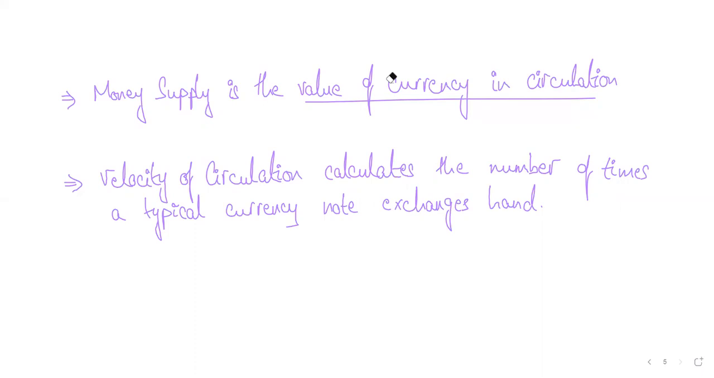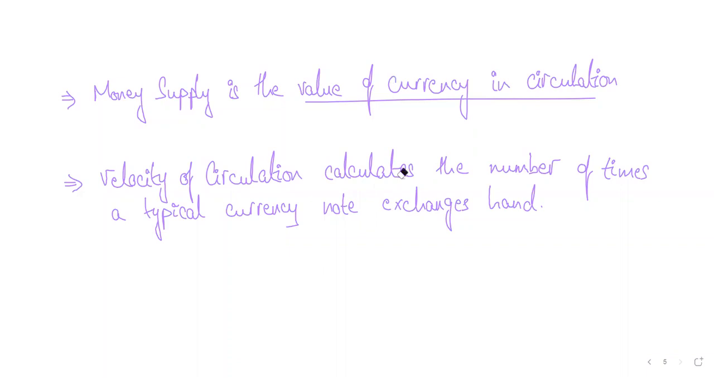So if a typical note of 100 rupees in Pakistan exchanges hands 5 times in a month, there would be 5 different people to whom that 100 rupee note would be paid. So today I paid for my coffee at the restaurant, right? I gave 100 rupees, and then that person might use that 100 rupees to pay off his bills, and that person then would pay 100 rupees to someone else for some other thing.